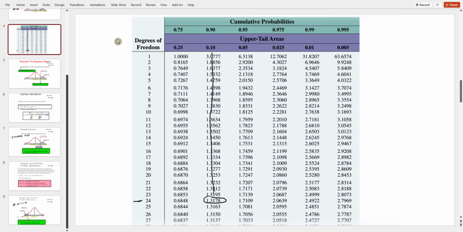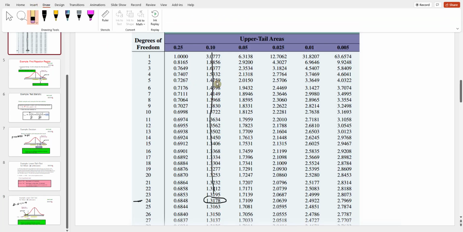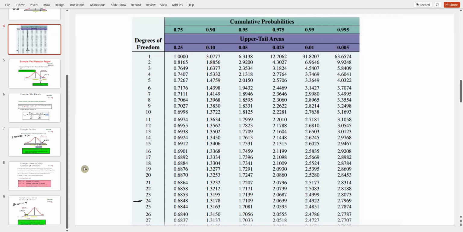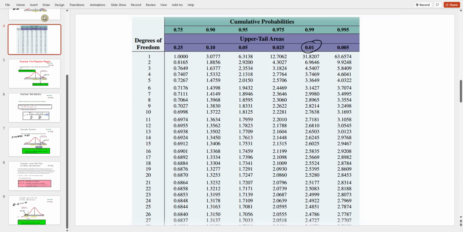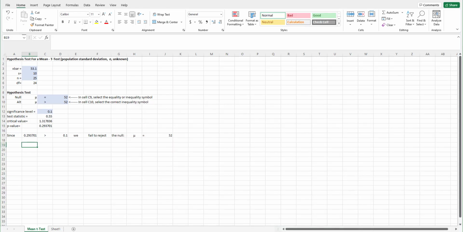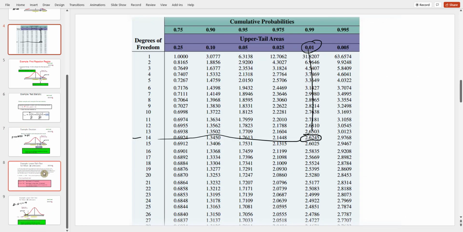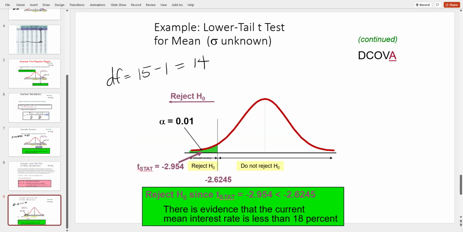You're going to go back to your table, and let me go ahead and erase this. We're going to go to 14 for my degrees of freedom, and we're going to go to 0.01 in the upper tail. So 0.01 and 14. If we go here and go down here, this is where they meet up, 2.6245. But that is going to be negative, and that's what we have, negative 2.6245.